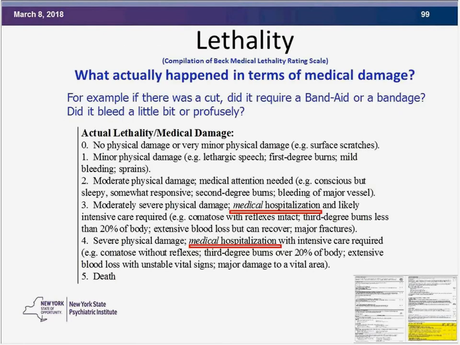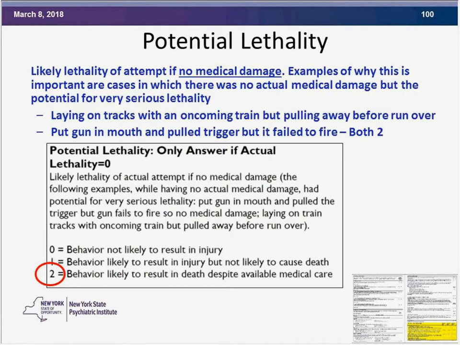Then the final section is on lethality. And that section is for what actually happened if there were any actual attempts medically. And so, for example, if it was a cut, you'll ask them, did it bleed a lot or a little? Did you have to get it bandaged? Did you have to get it stitched at the hospital? Did you have to stay overnight because you lost consciousness from the blood loss? And you'll assess that on a scale of 0 to 5, with 0 being very minor physical damage or no damage at all.